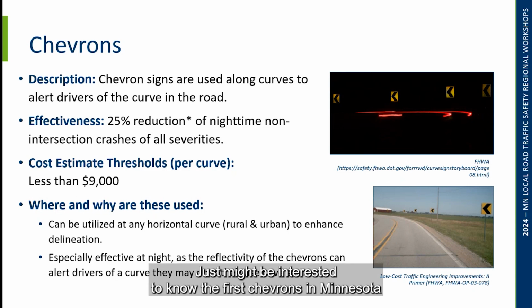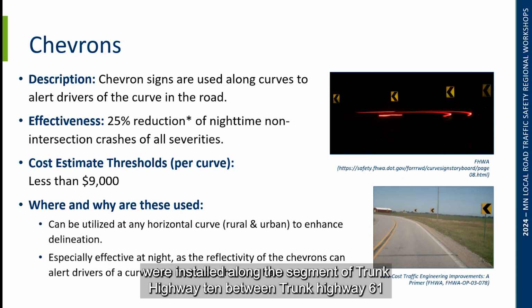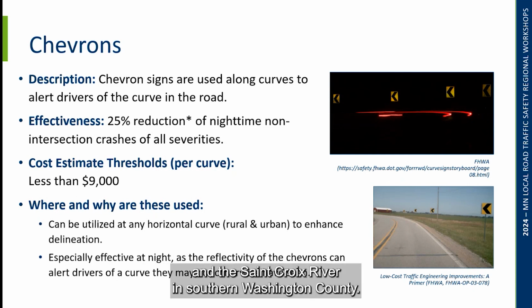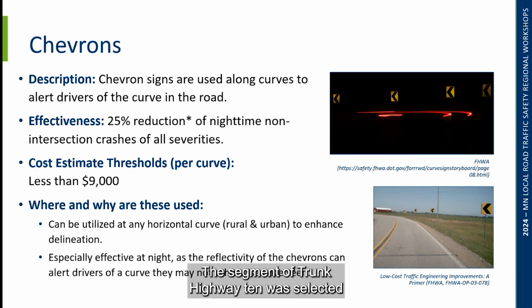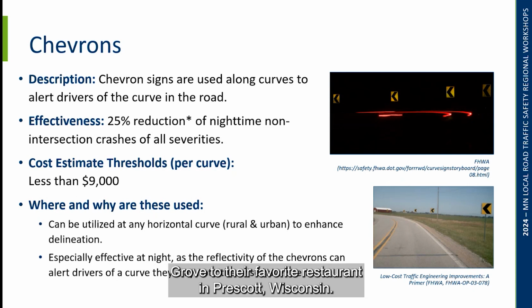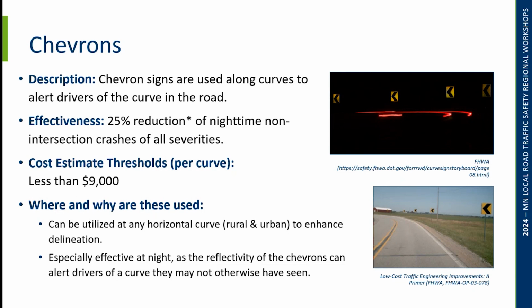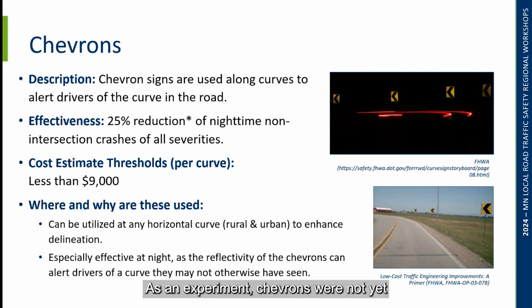Just might be interested to know the first chevrons in Minnesota were installed along the segment of Trunk Highway 10 between Trunk Highway 61 and the St. Croix River in southern Washington County. The segment of Trunk Highway 10 was selected because it had many curves, but it was also the route that 3M executives used to get guests from their research facility in Cottage Grove to their favorite restaurant in Prescott, Wisconsin. These chevrons were installed by 3M by permit as an experiment.